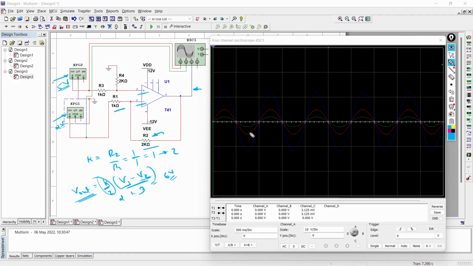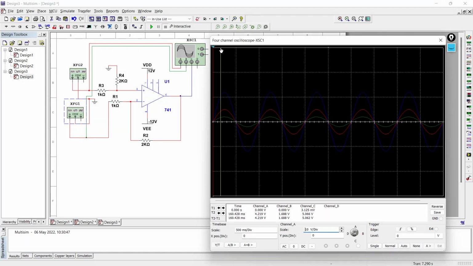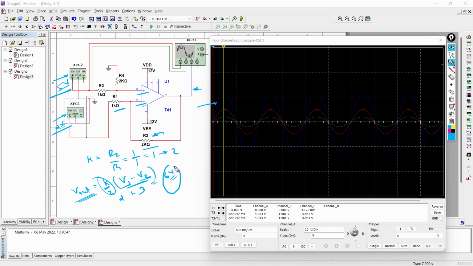So from this waveform, you can clearly observe that when the input at the non-inverting terminal is higher than the input at the inverting terminal, the output will be non-inverting type. And let me show you the magnitude of the output. Let me bring it over here. The magnitude of the output is almost 5.947, so it is almost 6 volt. That is what we have calculated. So the output is 6 volt, and that is what you can see over here and over here.